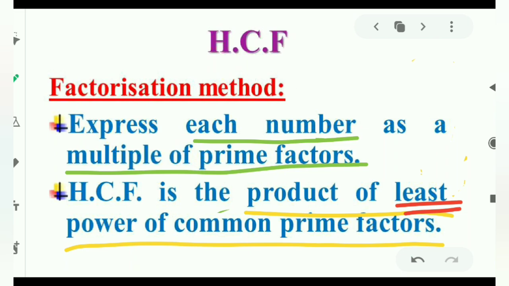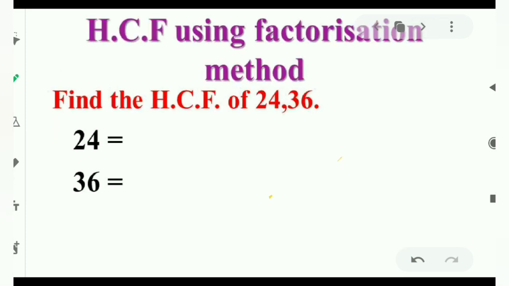Least common. First, we have to consider the prime factors which are common to all the given numbers, and even if they are common, we have to take only the least power. Say for example, in one number 3 may be a factor, in some other number 3 to the power 5 may be a factor, but we have to consider only the least, so we have to take only 3, not 3 to the power 5. Okay, let's see an example for better understanding.